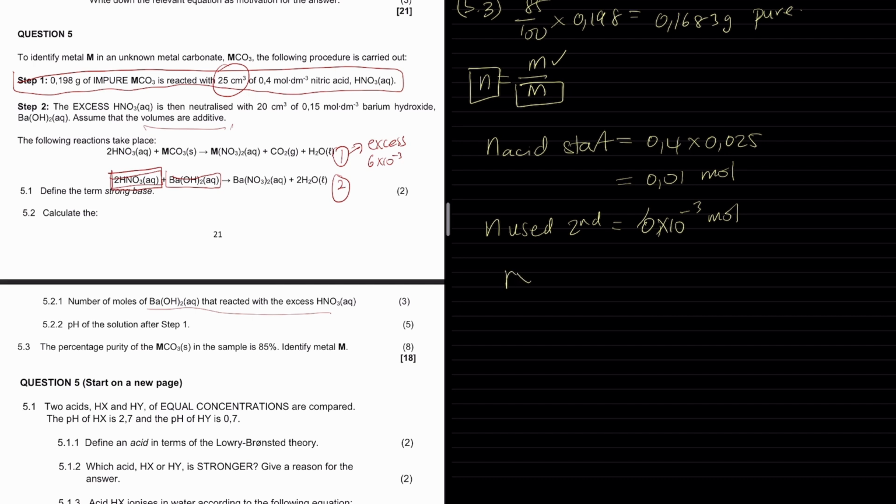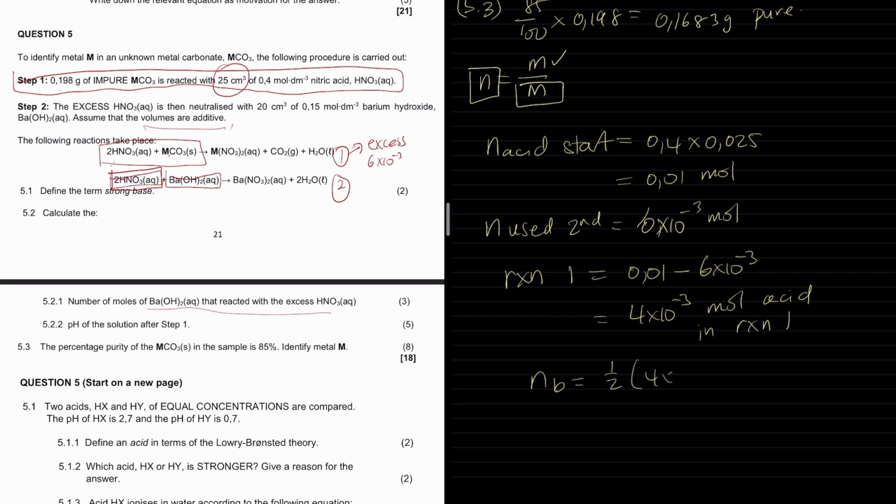That means in reaction 1, the acid that was used was 0.01 minus 6 × 10⁻³, which is equal to 4 × 10⁻³ moles of acid in reaction 1. Now, if I look at the mole ratio, the acid to the carbonate is 2 to 1. So the number of moles of my carbonate, which is the base, is going to be half the 4 × 10⁻³. So that's 2 × 10⁻³.